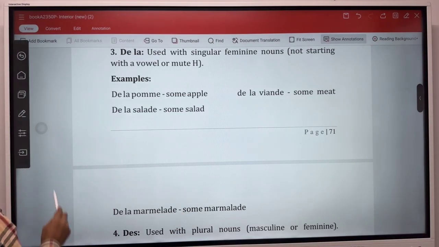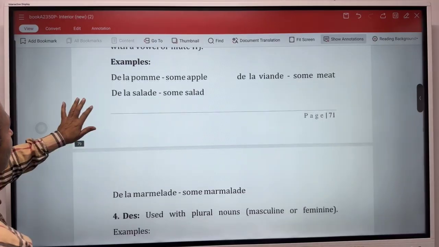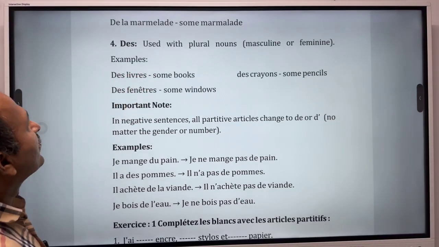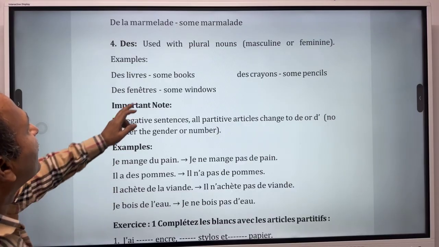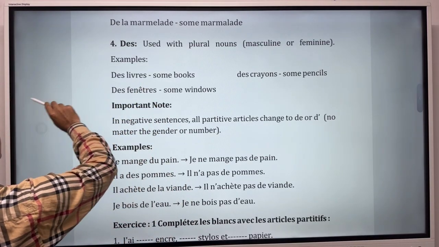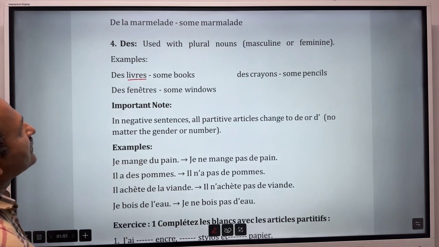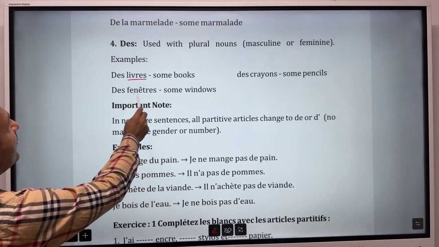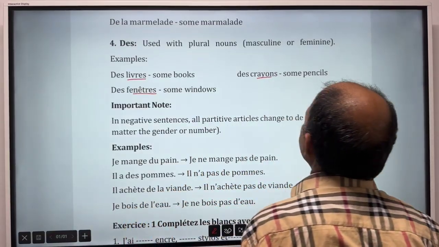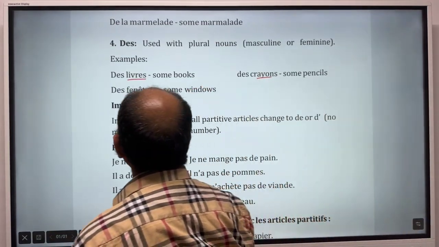Then comes des. So des is used before plural nouns. It means they must end in s, x, z. Like des livres, some books. Des fenêtres, some windows. Des crayons, some pencils. They are plural.